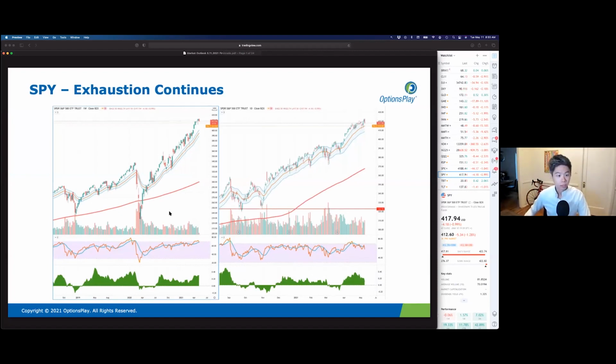So if we start with the S&P 500, we continue to talk about this very strong uptrend that we see here on the weekly chart. If we zoom into the daily chart, we start to see some levels of exhaustion where we push higher highs in price, but as you can see, momentum's no longer confirming that high and is actually making a lower high. This type of divergence typically shows us that there's a higher probability of a pullback here.